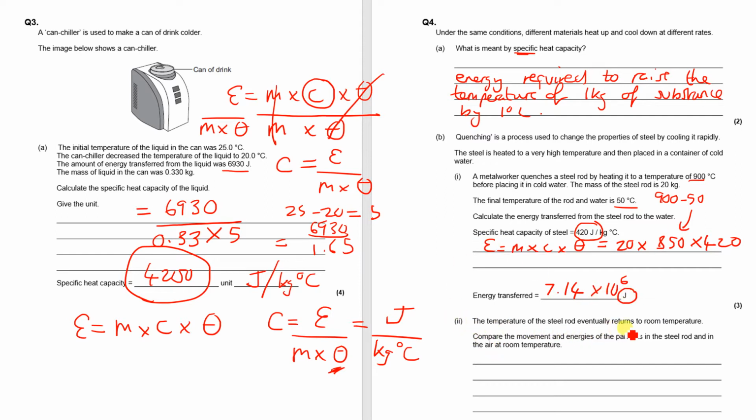Okay, the temperature of the steel rod eventually returns to room temperature. Compare the movement and energies of the particles in the steel rod and in the air at room temperature. So in the steel rod, the particles vibrate around a fixed point. This is because they are in a solid, and they are arranged in a lattice. And you might want to also talk about the idea that there are free electrons.